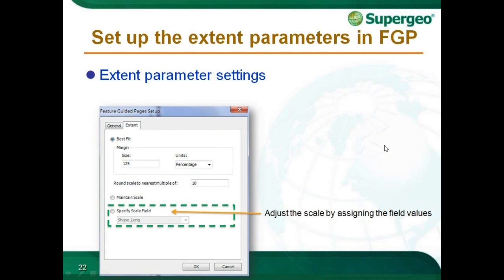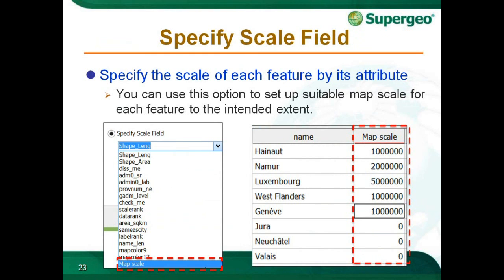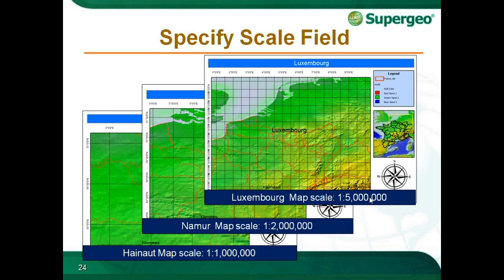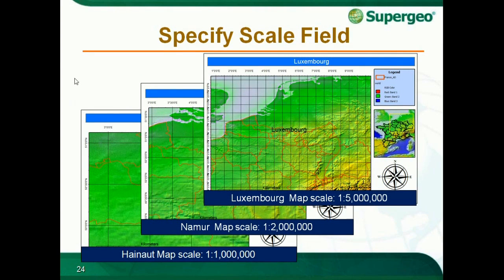The other way is to adjust the scale by assigning the field value. You can set the map option to set out a suitable map scale for each feature to the intended extent. I show you an example of the attribute data. I create the map scale and give the different paths different map scales. The map scale follows what I set up to specify the map scale. So you can use this option to zoom to each feature's intended extent.